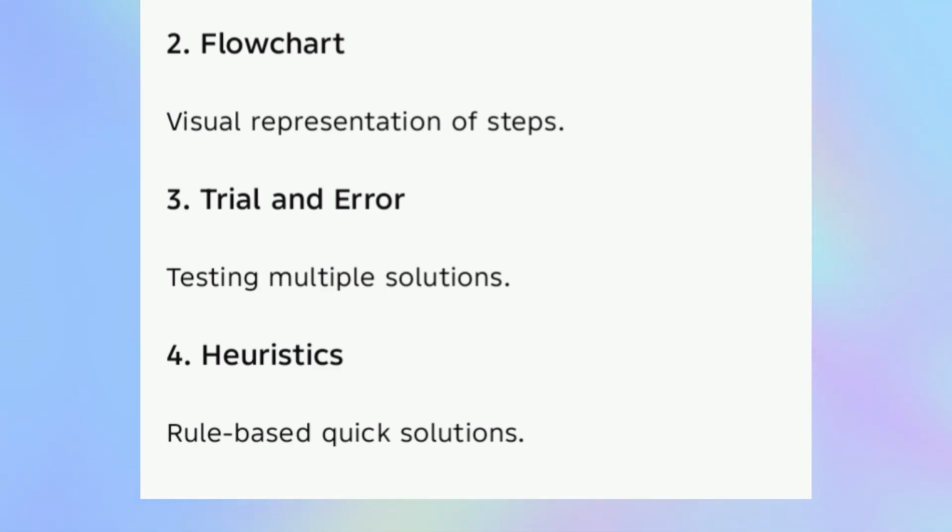Heuristics: rule based quick solutions. We set some rules and, based on the rules, try to find the solution that gives the maximum positive result. That solution is a possible solution and a quick solution. That is rule based quick solutions.